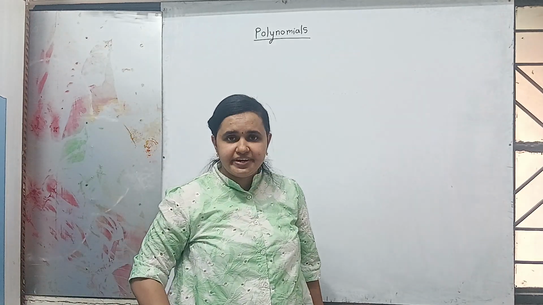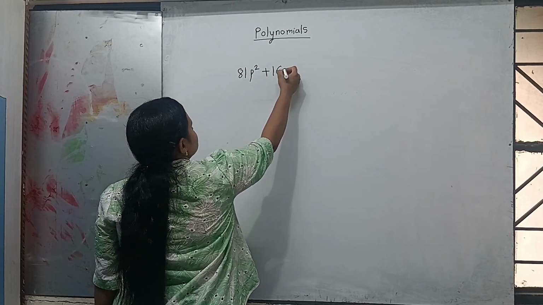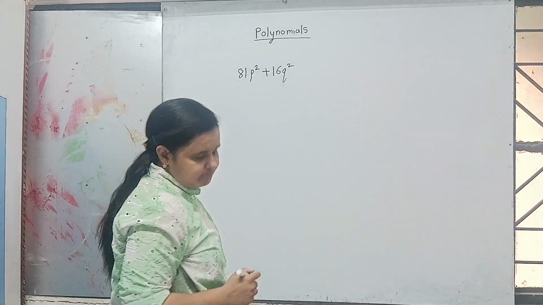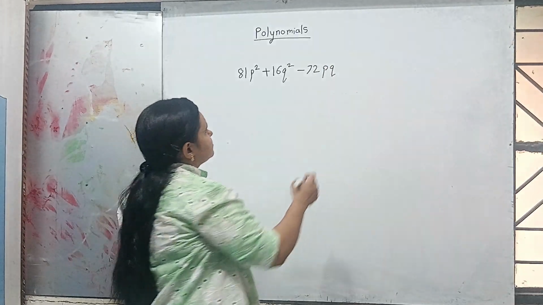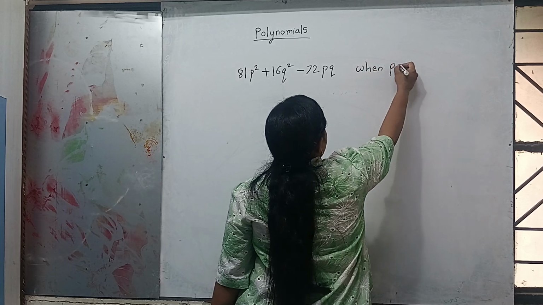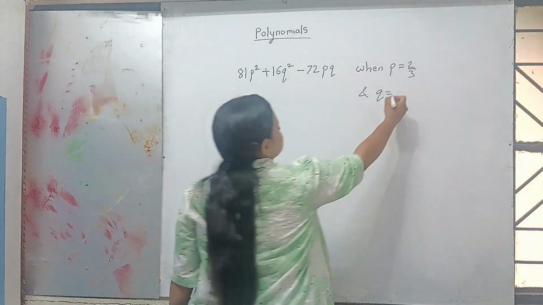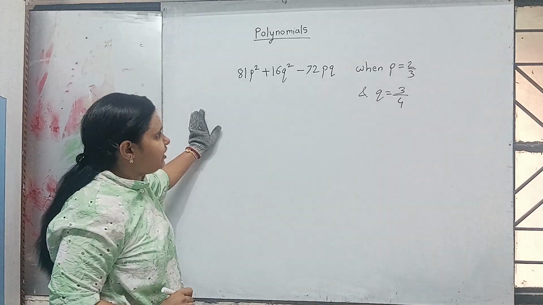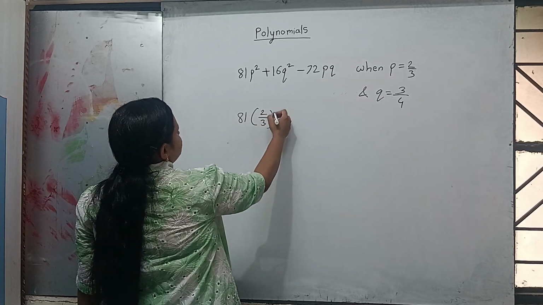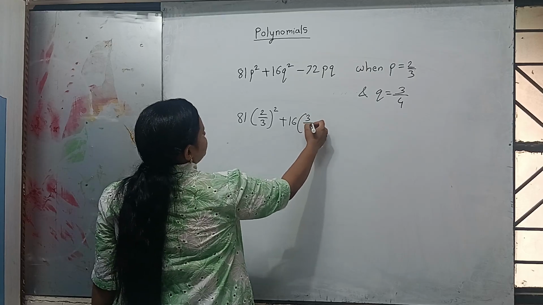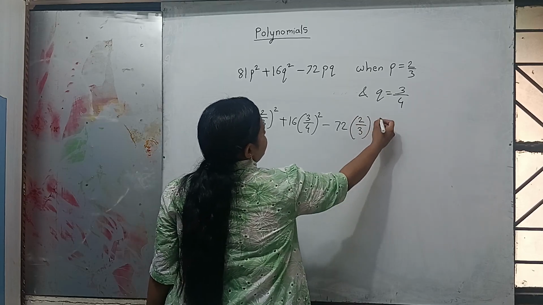Now see the value of 81p square plus 16q square minus 72pq when p equals to 2 by 3 and q equals to 3 by 4 is, we have to just put the value of p and q. 81 into 2 by 3 whole square plus 16 into 3 by 4 whole square minus 72 into 2 by 3 multiplied by 3 by 4.